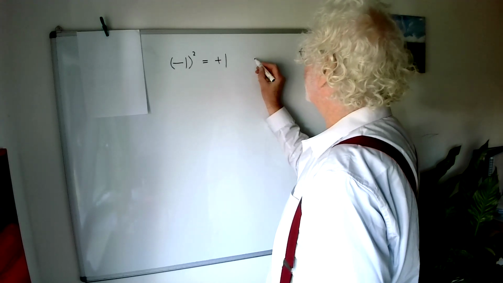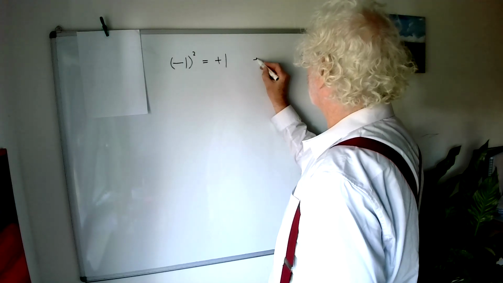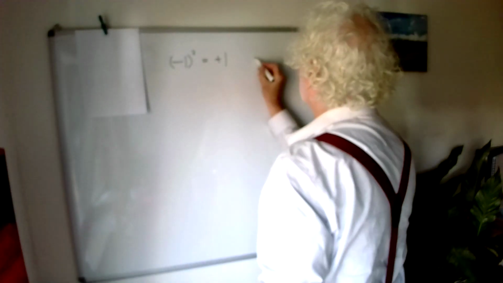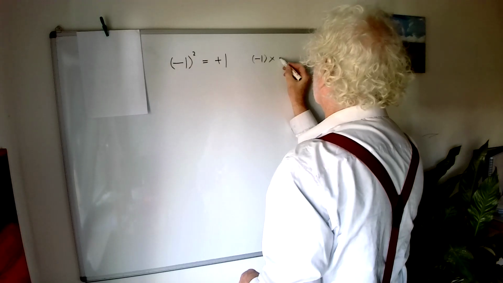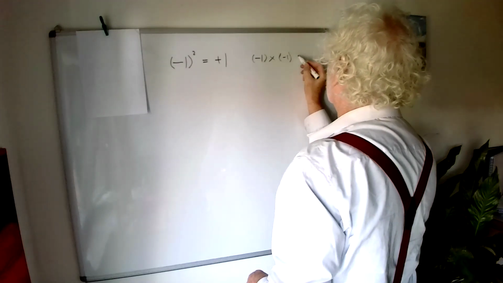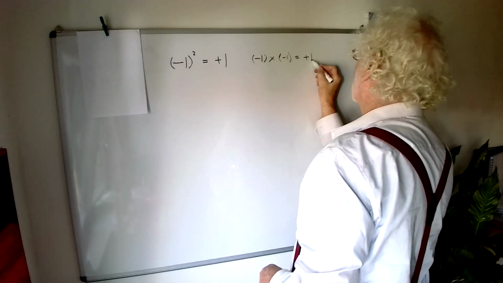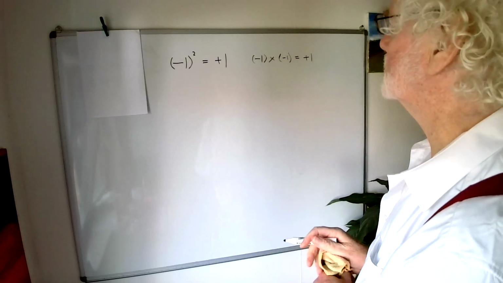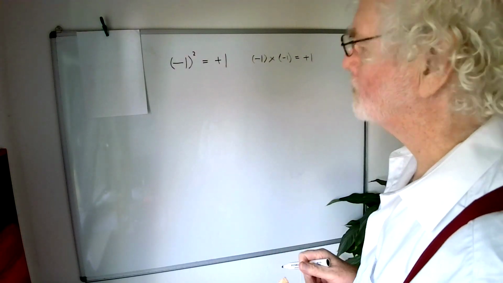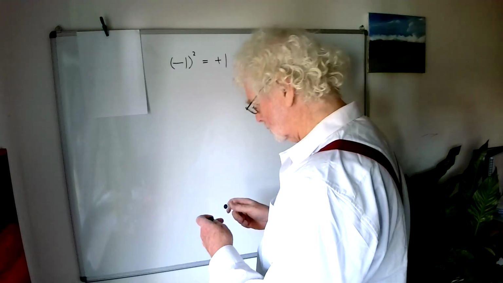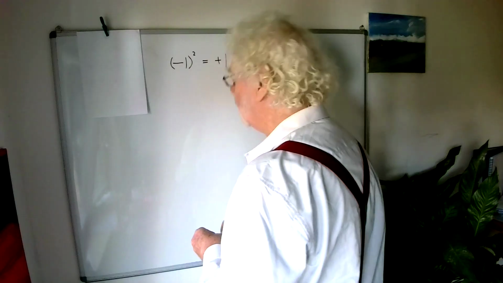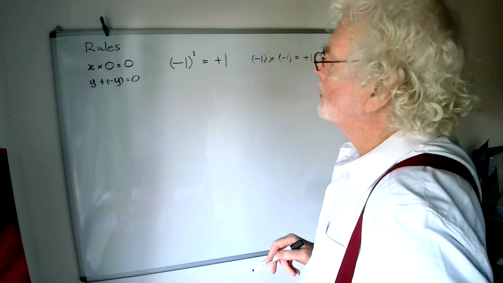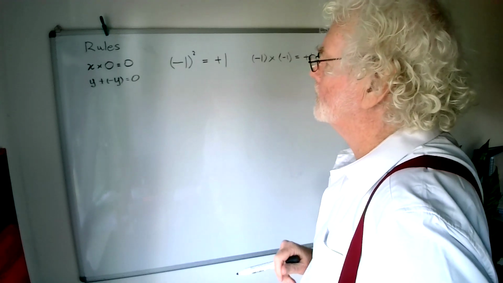I might write it in a more friendly way, like this. Hold on. So this is a neat way of writing that. Under here, I've written down some rules for numbers. Really, they're the way that numbers behave.